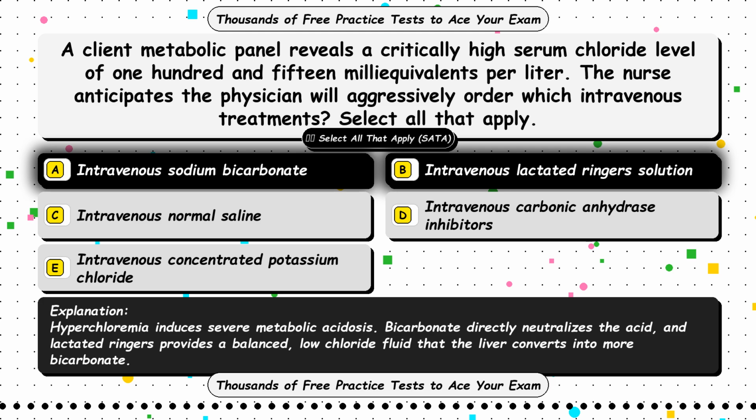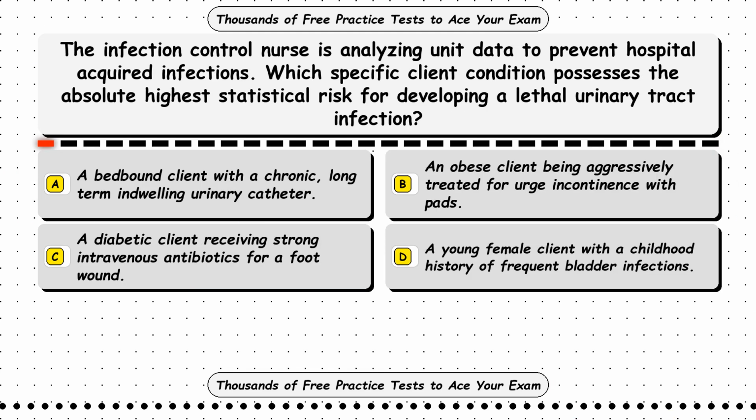Question 137. The infection control nurse is analyzing unit data to prevent hospital-acquired infections. Which specific client condition possesses the absolute highest statistical risk for developing a lethal urinary tract infection? Option A. A bed-bound client with a chronic, long-term indwelling urinary catheter. Option B. An obese client being aggressively treated for urge incontinence with pads. Option C. A diabetic client receiving strong intravenous antibiotics for a foot wound. Option D. A young female client with a childhood history of frequent bladder infections.